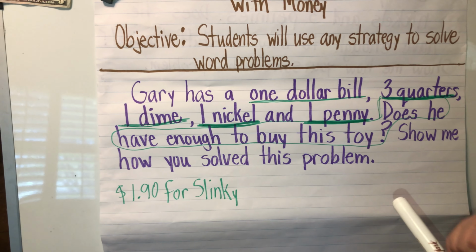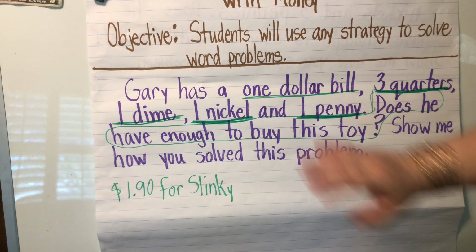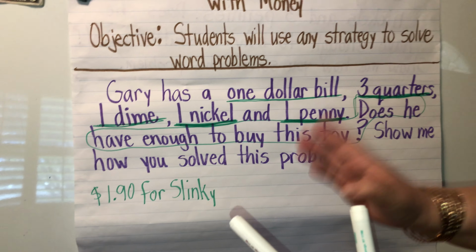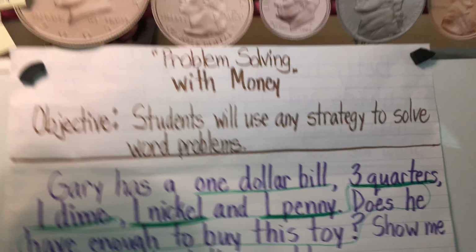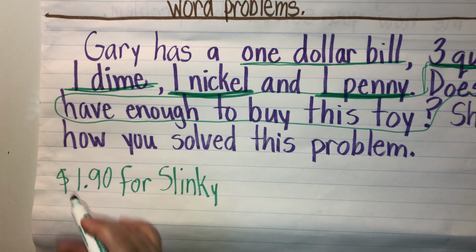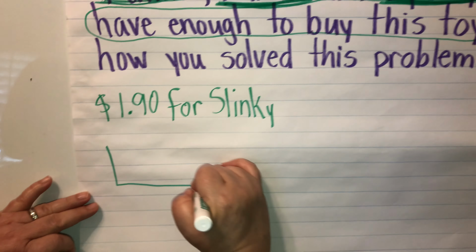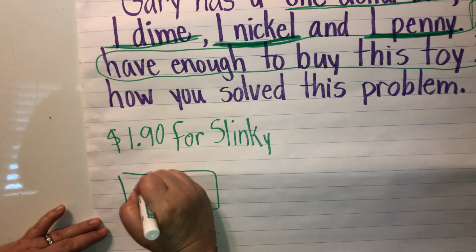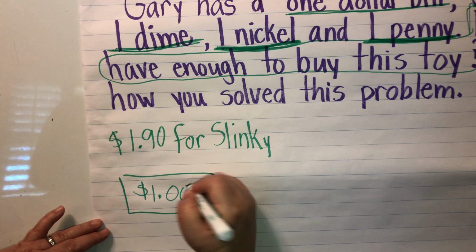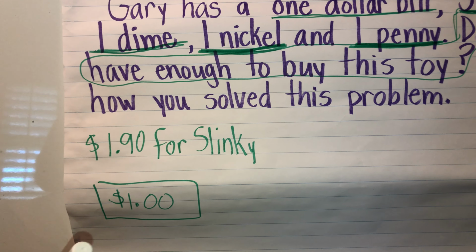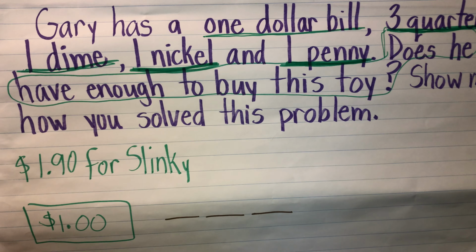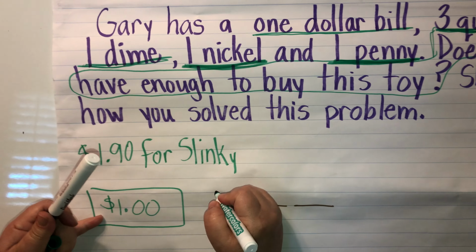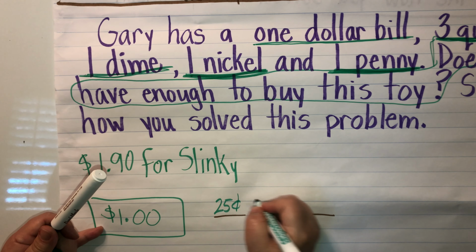Okay, so I think I'm going to start adding my money. And I'm going to do it the way that I taught you guys. So let me just get down here. Okay. So first I'm going to write down how much money he has. He has $1. He has 3/4. So 1, 2, 3/4. And I'm going to go ahead and write that in right away because I don't want to forget.